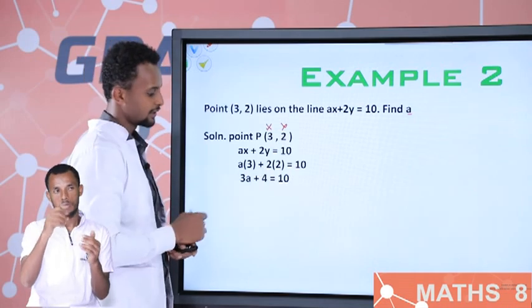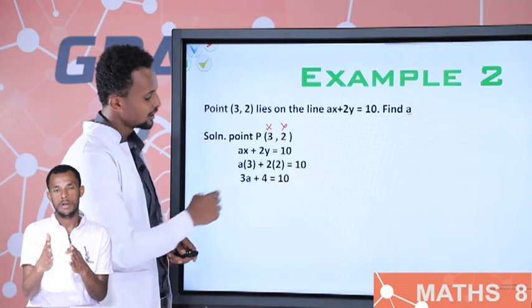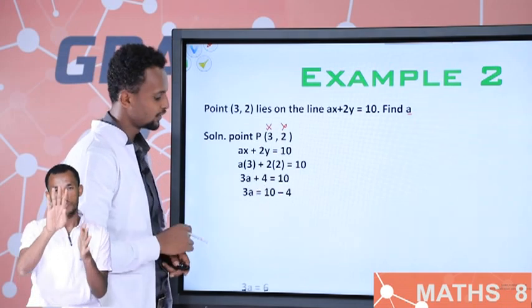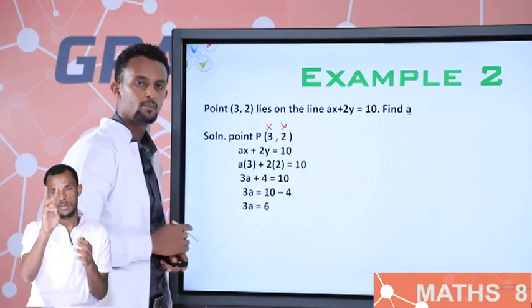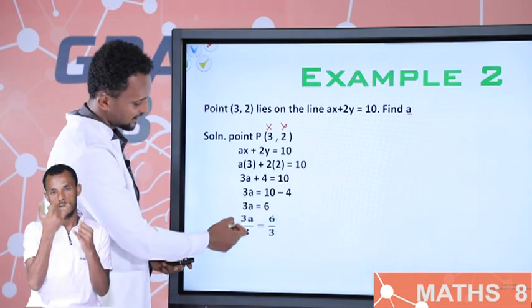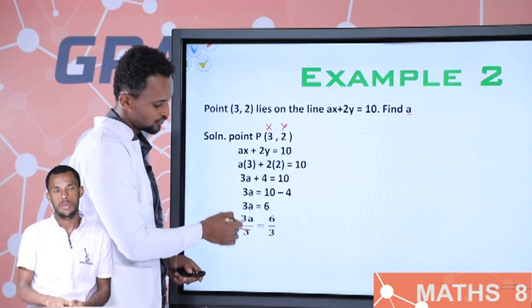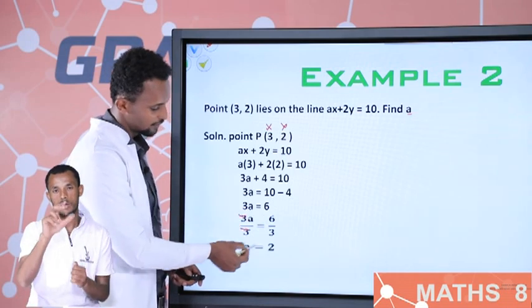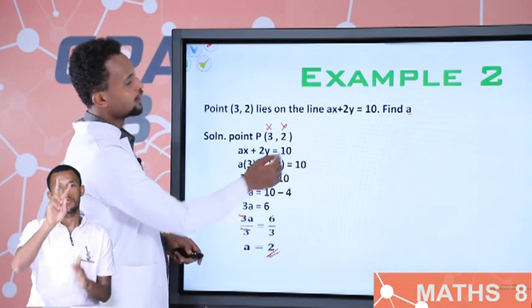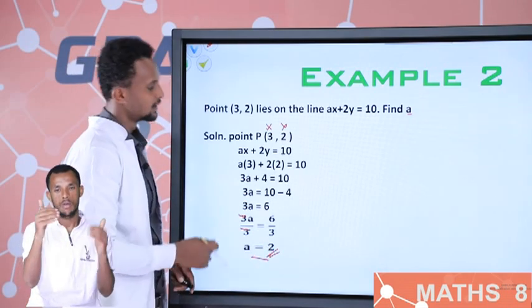Now, let's rearrange the expression. 3a is equal to 10 minus 4. 10 minus 4 is equal to 6. Divide both sides by 3. So 3 is cancelled by 3. Then the value of a is equal to 6 over 3, that is 2. Therefore, the value of a is 2.